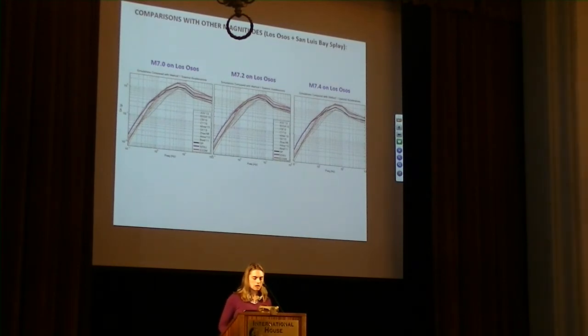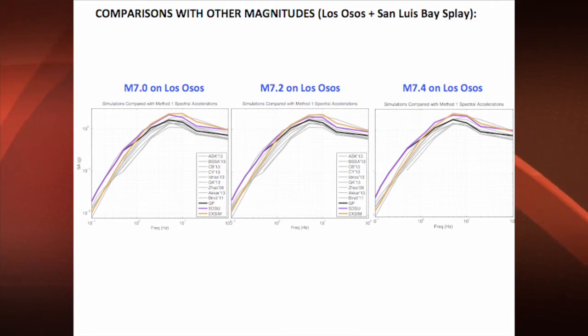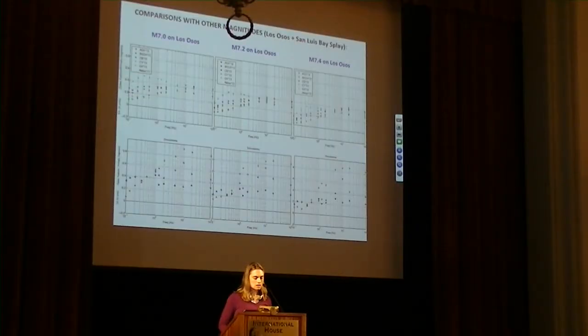This is showing the same thing for the Los Osos and San Luis Bay case. Here we have a magnitude 7 on the Los Osos, magnitude 7.2, and a magnitude 7.4. In all these cases, XSIM agrees better with the other two methods. In some cases, it's about the same as SDSU at high frequency. And then this just shows the factors. Really the only difference between the factors from the smaller magnitude case to the larger magnitude case is the Chiou and Youngs model, which seems to be more sensitive or has a stronger hanging wall effect.